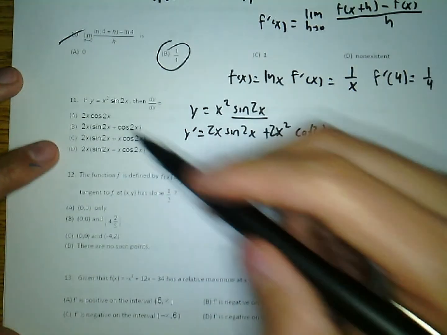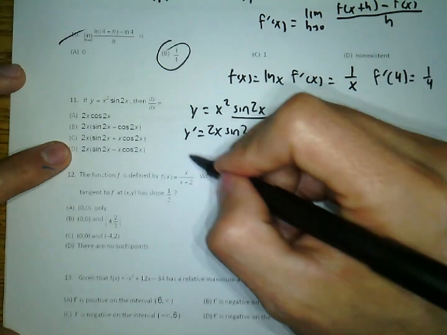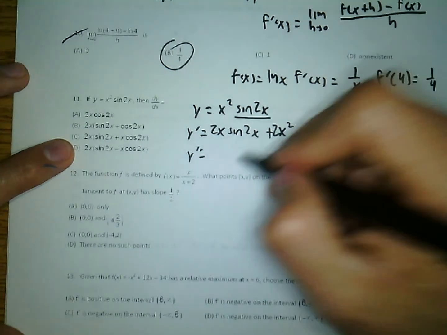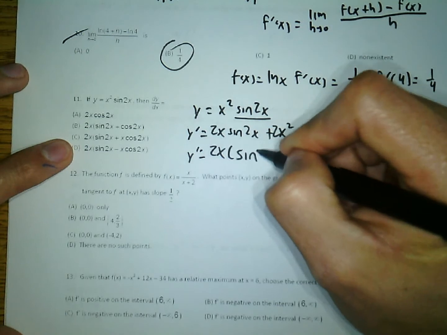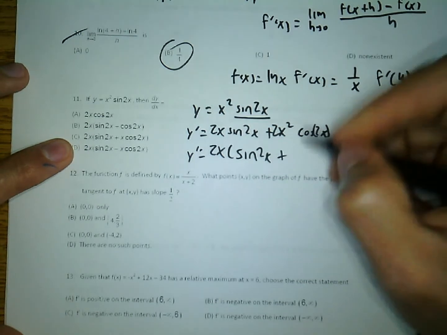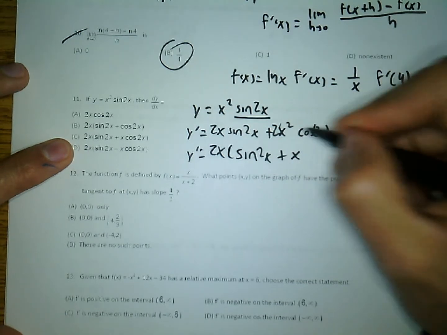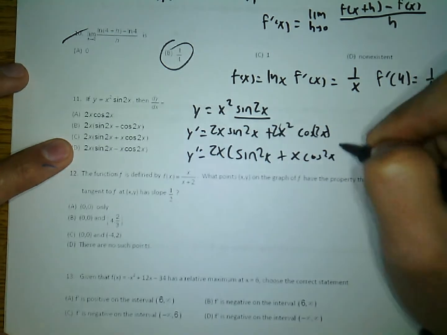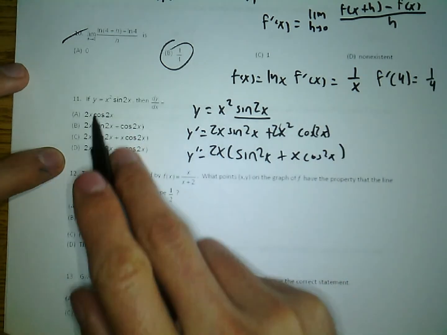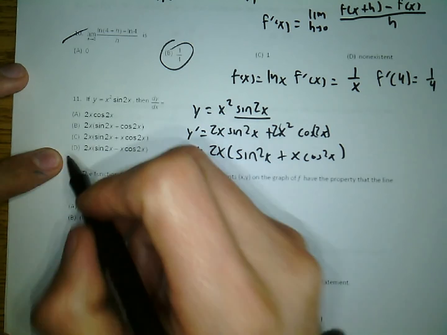Now, none of this matches the options, but what I noticed just by looking at my options is that it seems like they have factored out 2x. So I'm going to factor out 2x, so it's going to leave me a sine 2x for this one, plus it's going to leave me with 1x here, and then cosine 2x for the second one. So I'm going to see if I can find anything that matches, and that will be option C.